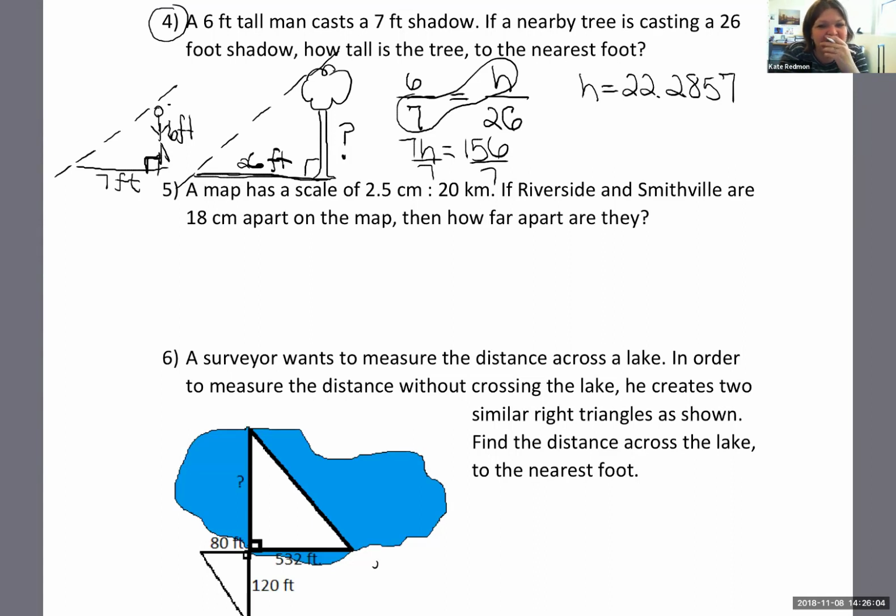Okay, so we should round as necessary. Did they give us any rounding directions? Nearest foot. To the nearest foot. Now remember that anytime you're at a nearest unit, you want to cut it at the decimal place. I'll cut it right there. Examine the number I'm about to throw away. It is not big enough to matter. I'll call that tree about 22 feet high.